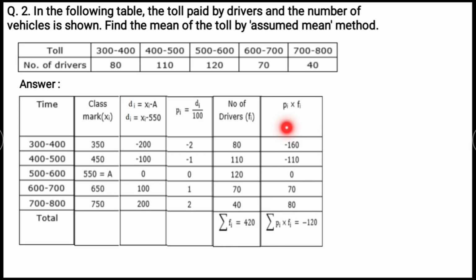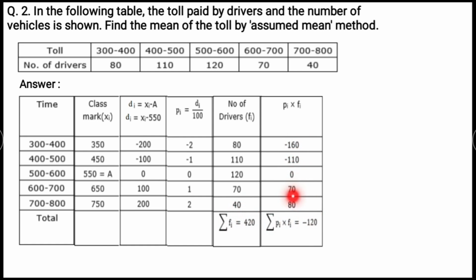Then last we write pi into fi. In the direct method we write xi into fi. Here we write pi into fi. You can write di into fi also, but we write pi in simplified form. So we multiply this pi with this 80. So minus 2 into 80 we get minus 160, minus 1 into 110 we get minus 110, 0 into 120 we get 0, 1 into 70 we get 70, then 2 into 40 we get 80.